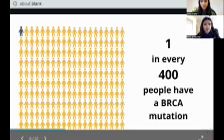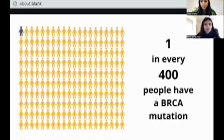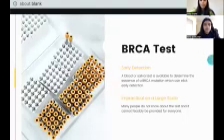1 in every 400 people have a BRCA mutation, putting them at greater risk of developing breast cancer, as well as passing the gene down to future generations. Women with harmful mutations in either BRCA1 or BRCA2 genes have a risk of breast cancer that is about 5 times the normal risk. There is a simple blood or saliva test available to determine the existence of a BRCA mutation. Despite the existence of this test since 1996, implementation has been slow for several reasons.